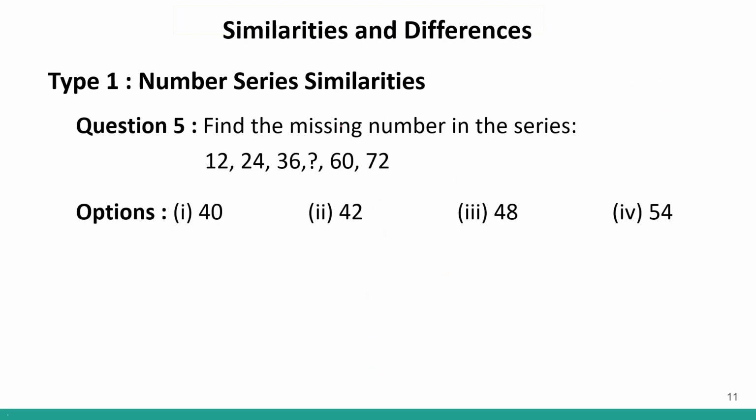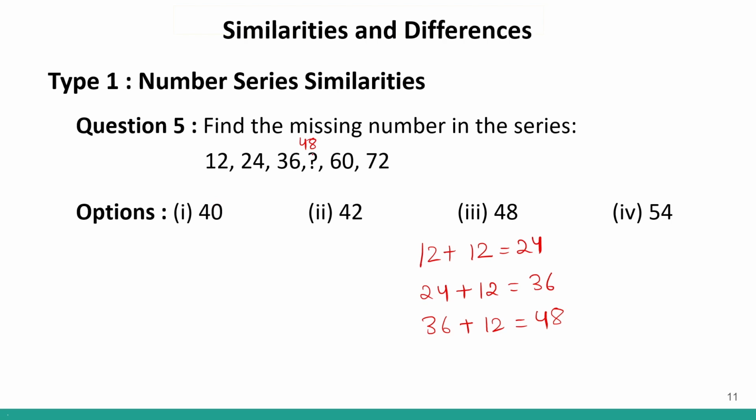Now, we have to find the missing number in this series. I can clearly see that if we add 12 to 12, we'll get 24. Similarly, if I add 12 to 24, I'll get 36. If I add 12 to 36, I'll get 48. So logically 48 should be the correct answer.